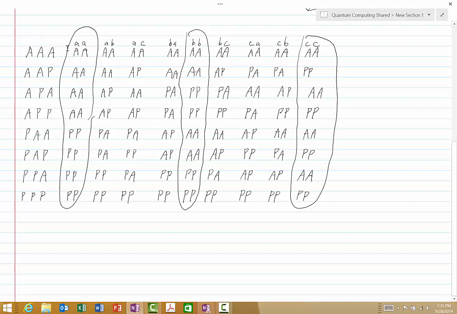So either they're both absorbed, or they're both passed. Same thing here. Both are absorbed in the first two cases, both are passed in these two cases, both are absorbed in these two cases, both are passed in these two cases. And here, both are absorbed, both are passed, and so on through all the cases.